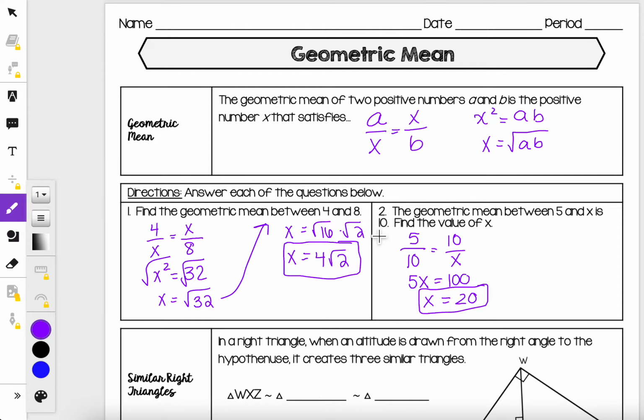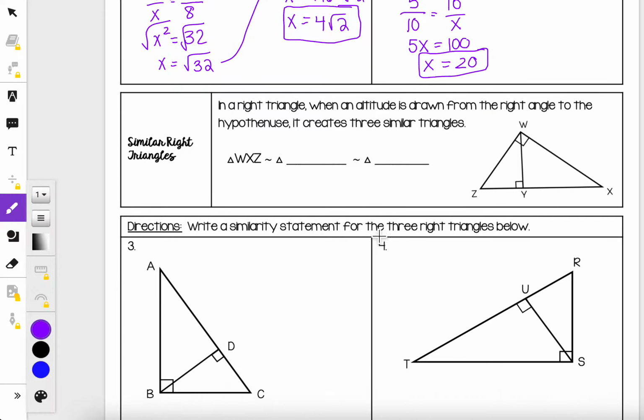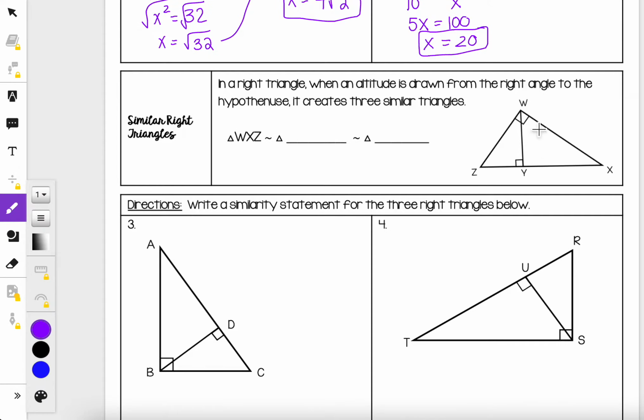Now, how does this connect to geometry? In right triangles, if we draw an altitude from the right angle down to the hypotenuse, it is going to create 3 similar triangles.